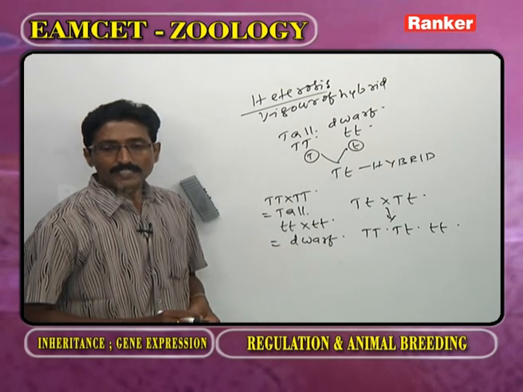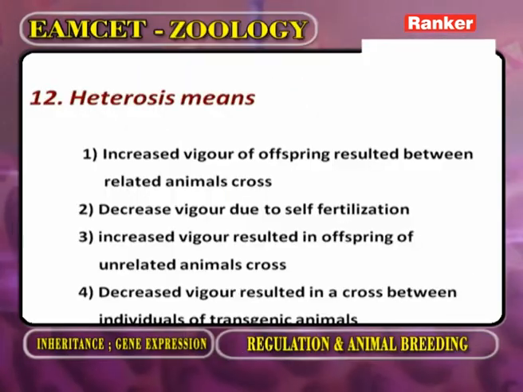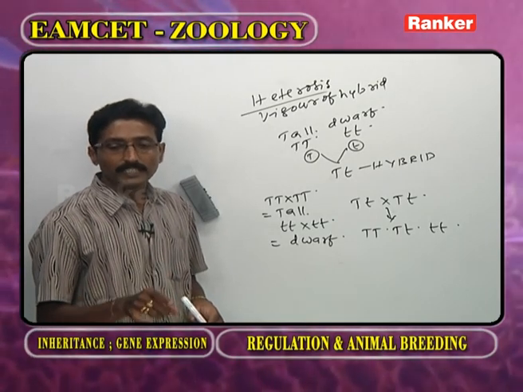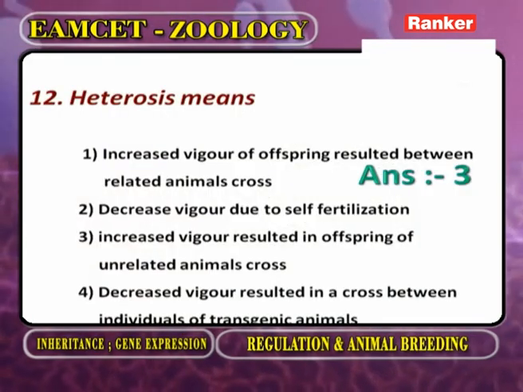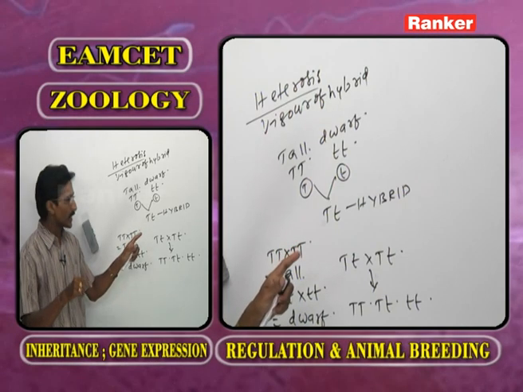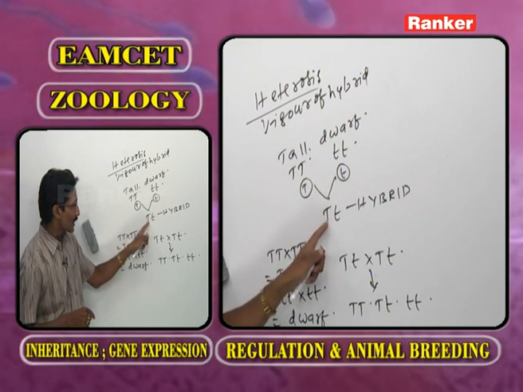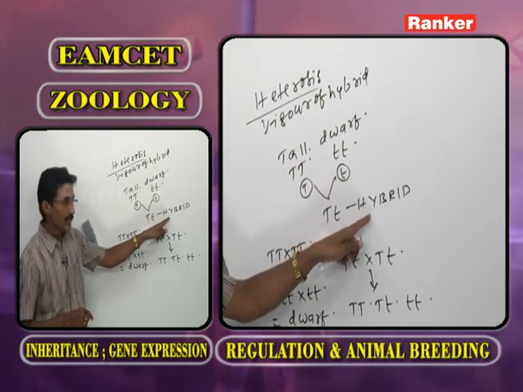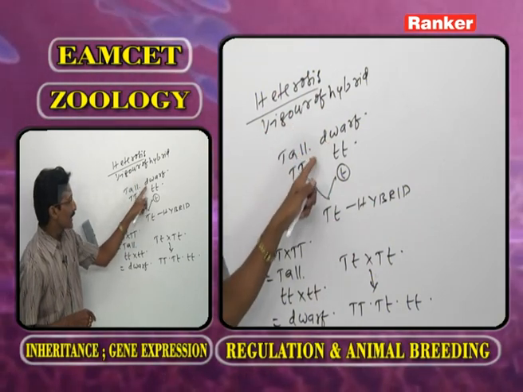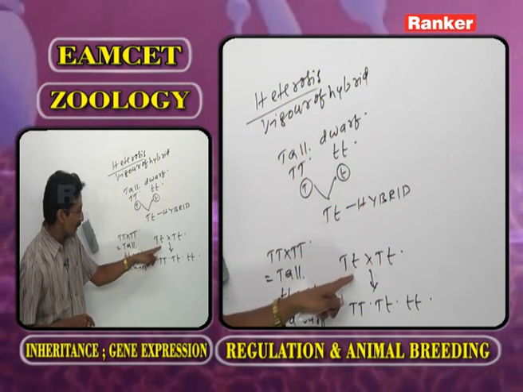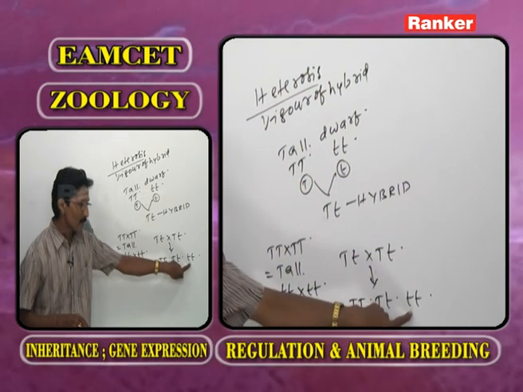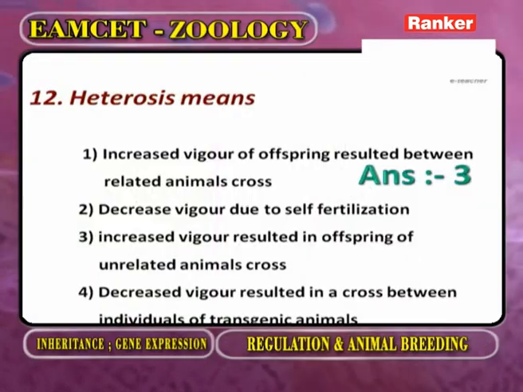Now here, what does heterosis mean? You observe the answer: increased vigor resulted in the offspring of unrelated animals' cross. This is one parent, another parent. Both are unrelated. We are getting what type of offspring? Capital T small t. That is hybrid. Now this hybrid offspring has more vigor than its parent, because you have to observe the cross. This hybrid on self-pollination gives capital T capital T, capital T small t and small t small t. Now we go for the next question.